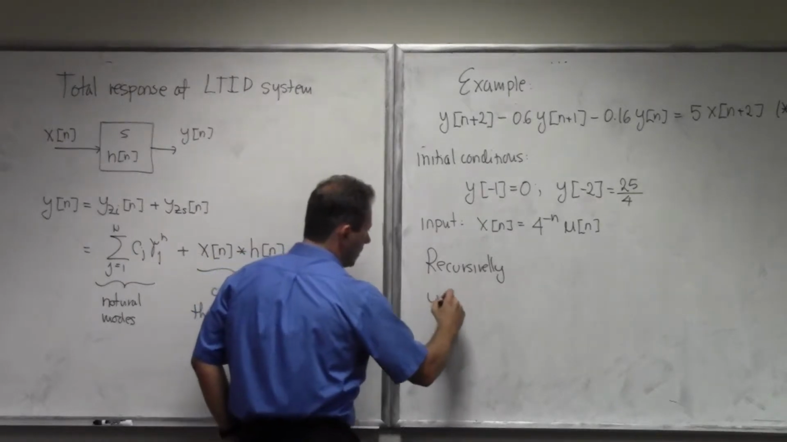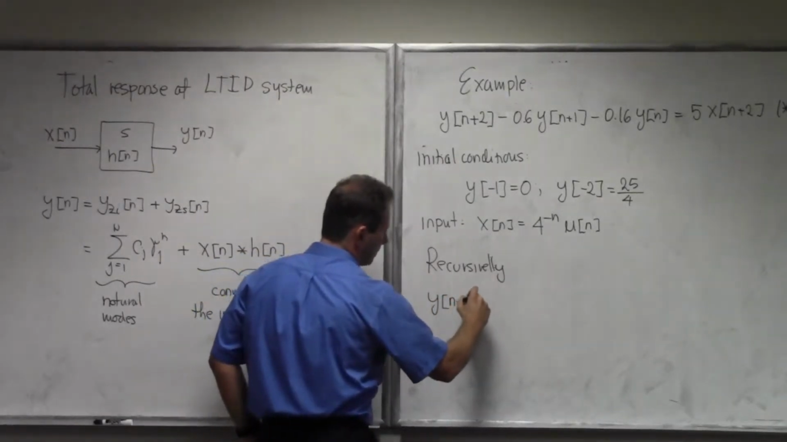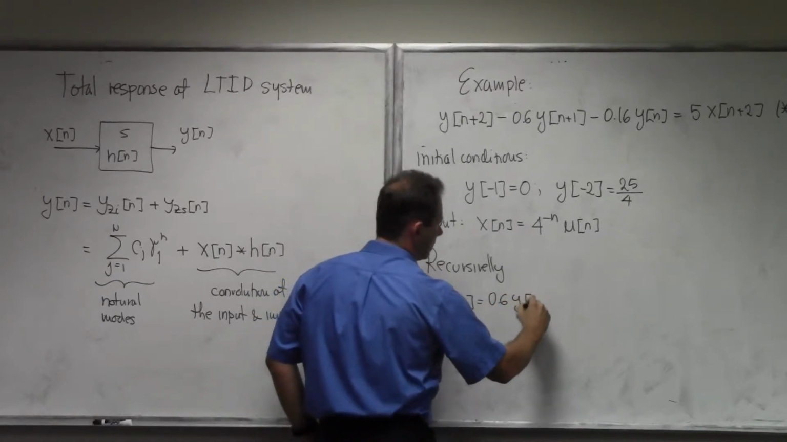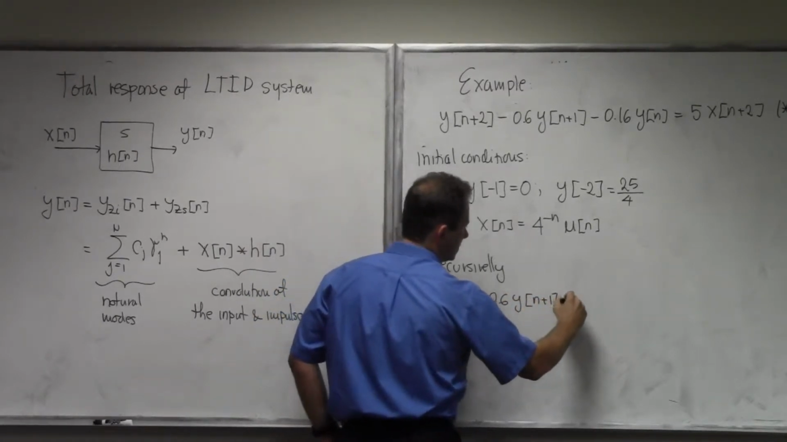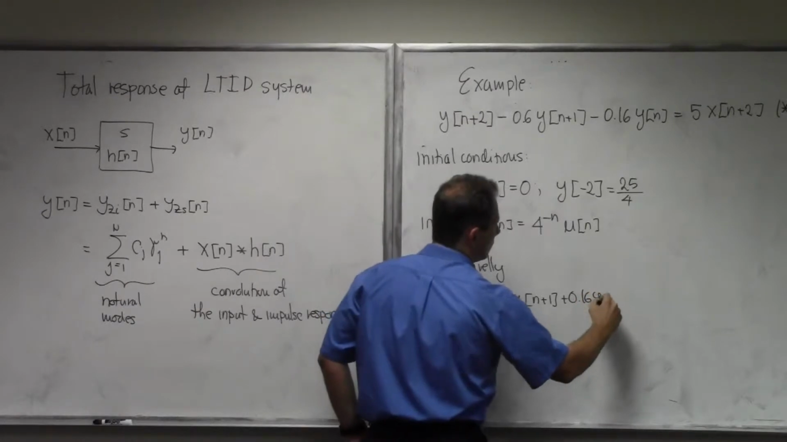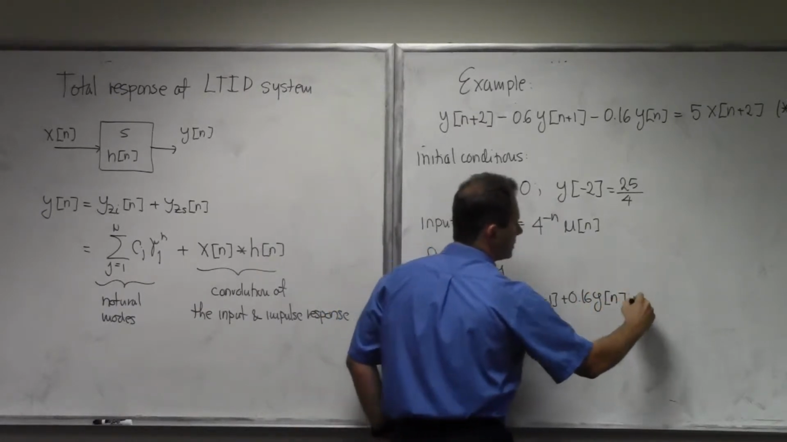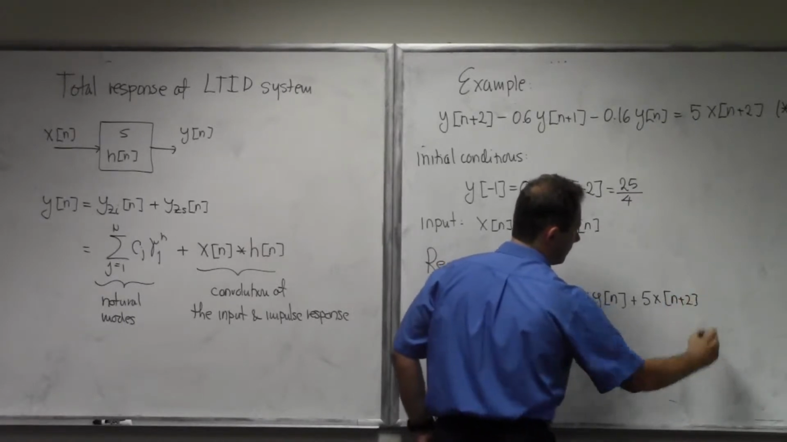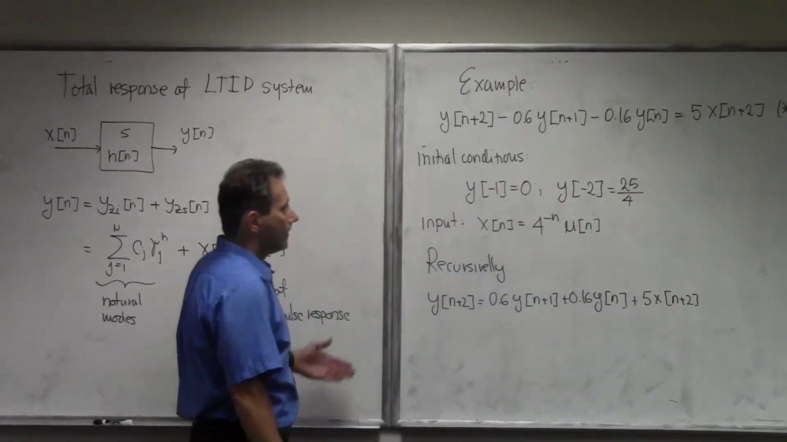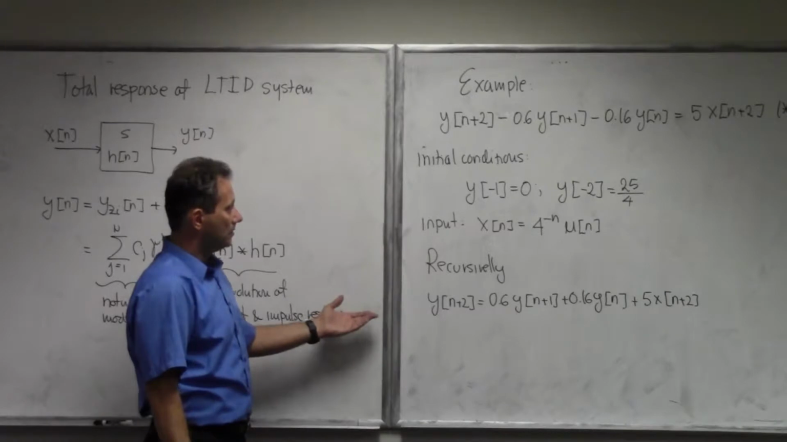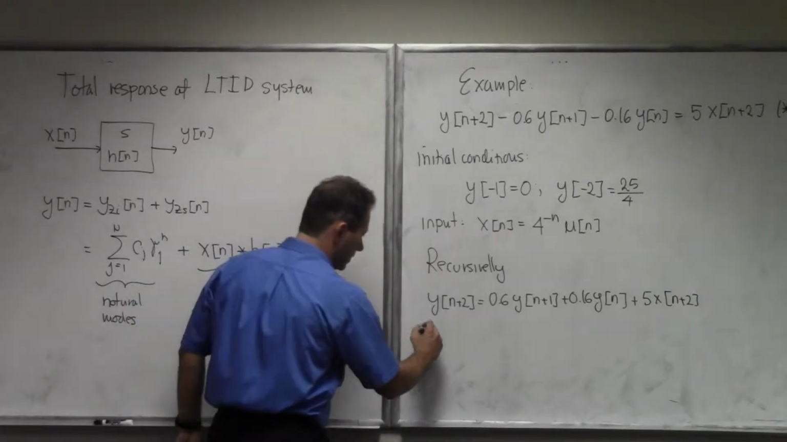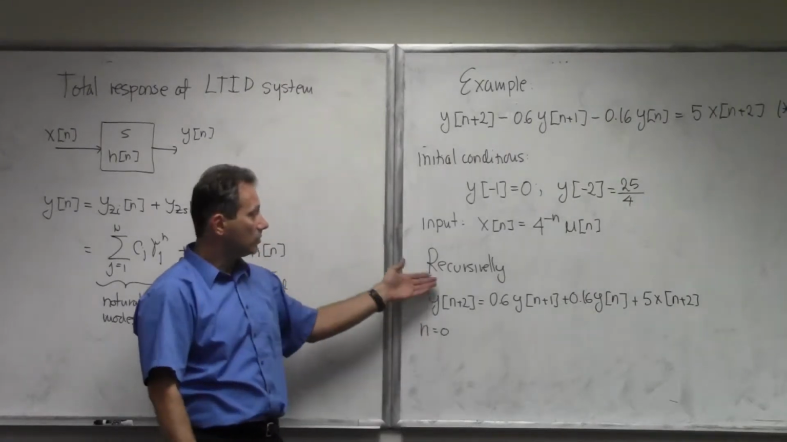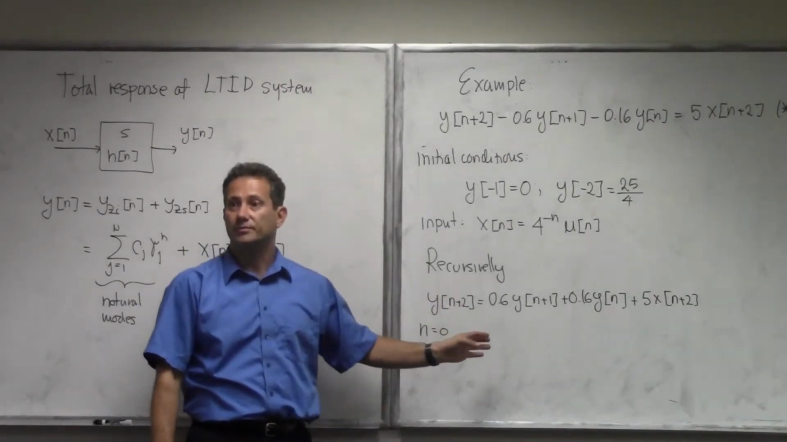You will do this. y[n+2] is going to be equal to 0.6 y[n+1] plus 0.16 y[n], plus 5 x[n+2]. Okay? And then you say, okay, well, let me start evaluating. Let's say n is equal to 0, and 1, and so on. And then you will end up with the output.